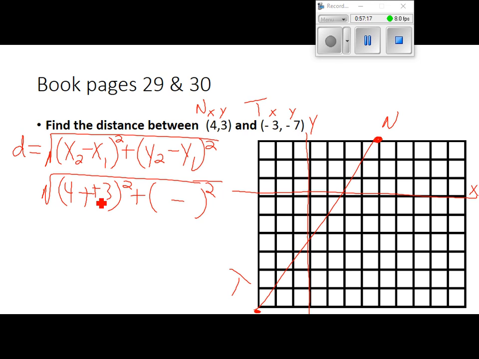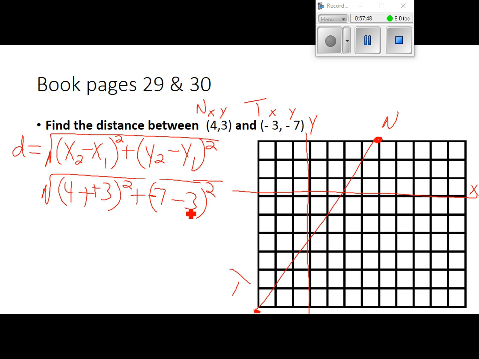What's my Y's this time? Negative 7 and 3. Oh, hold on now. Because we went 4, negative 3, then we went negative 7, 3. We did one way and one the other. Does it matter? No, it makes no difference with the distance formula. With the slope formula that you did last year, it mattered. With this, it doesn't make any difference, so that's fine.